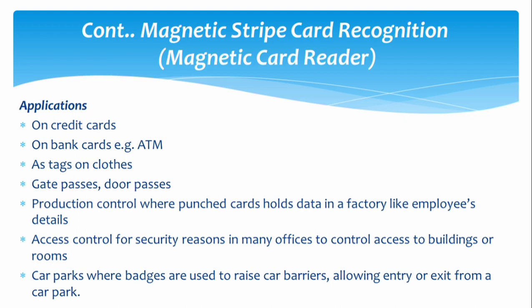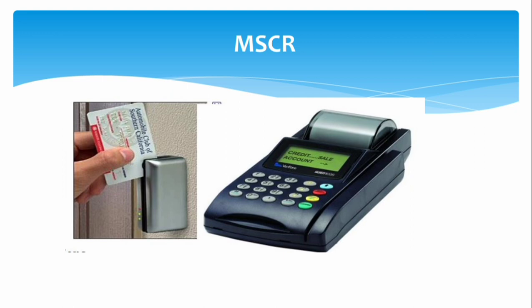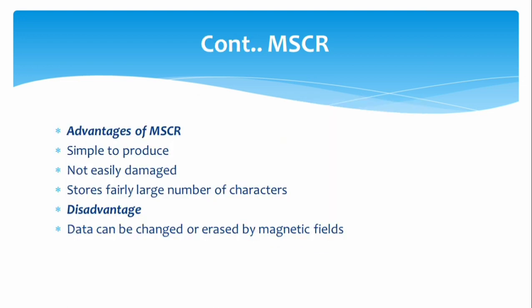Advantages are where they are applied. They are applied in banks, credit cards, door passes, those parking. They may have a card where you swipe to move in and come out for security purposes. That's an example of MSCR. An example is there, and a case of the other one also. This could be a door. The other one could be a bank gadget or a credit card gadget. Advantages, simple to use, not easily damaged. Disadvantage, sometimes you may have issues of erasing. Those are now the advantages and disadvantages of MSCR.